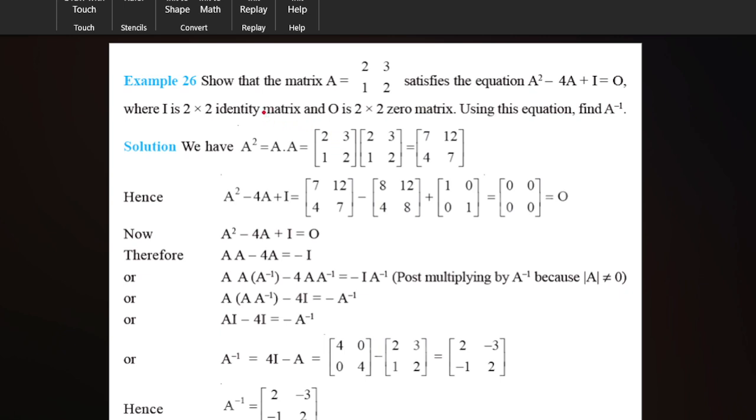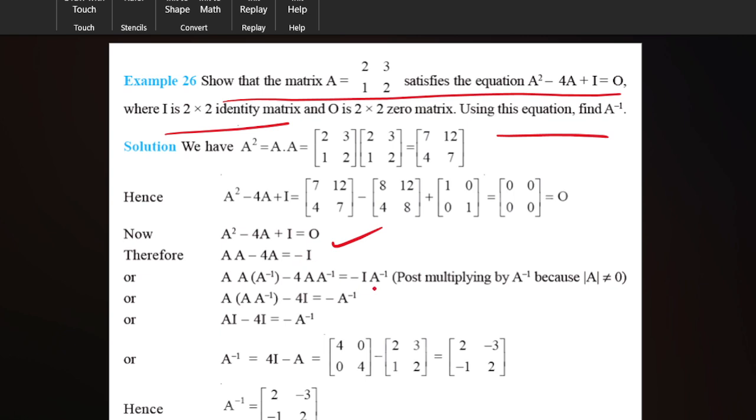Now there is another way you can find A inverse. How? The matrix satisfies this equation, so you can show this equals 0. Then find A inverse, so you use this equation in solving for A inverse. We can solve like this: A squared, meaning A into A, minus 4A equals minus I.